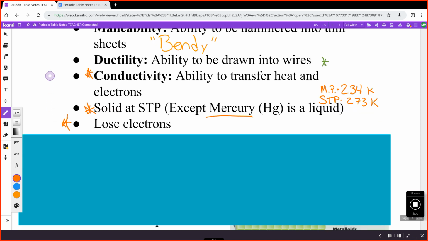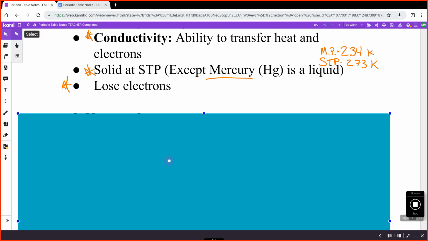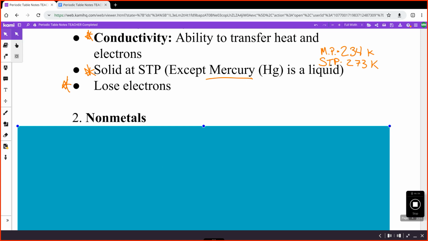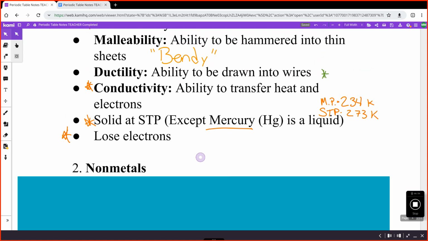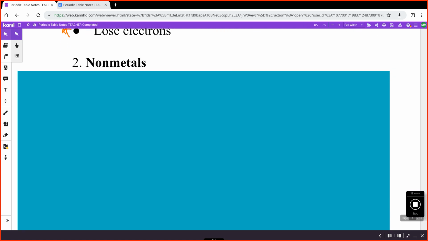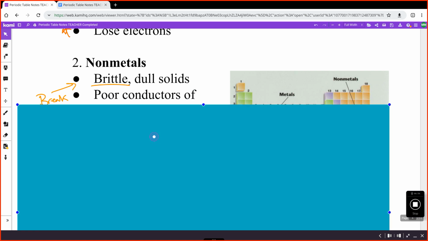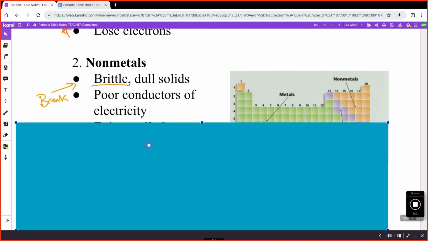The next category is a nonmetal. Okay? Now, if you understand everything there is to understand about the characteristics of metals, then for nonmetals, you're really just thinking the opposite. Okay? Nonmetals are brittle and they're dull. The word brittle means to break. And dull means not shiny. So those are the opposite of metals. Nonmetals are poor conductors of electricity, the opposite of a metal.